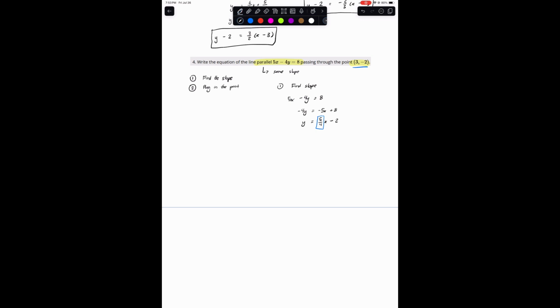So our answer is y minus negative 2 equals 5/4 x minus 3. So we have y plus 2 equals 5/4 x minus 3. Oh, I guess I should label that. This is step 2. Plug in the point.